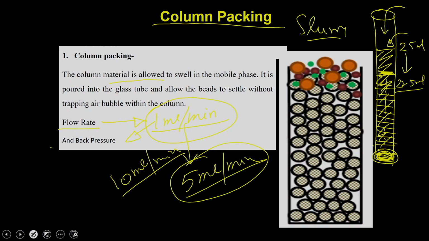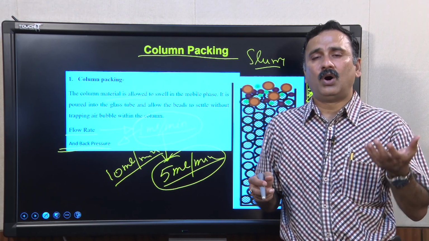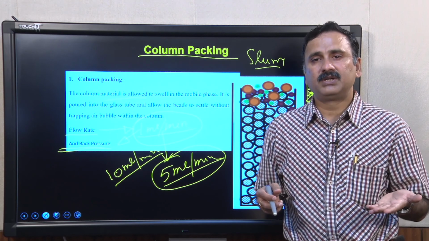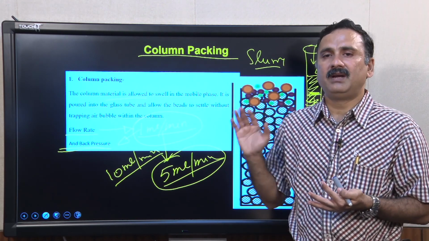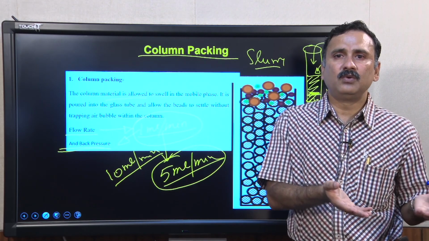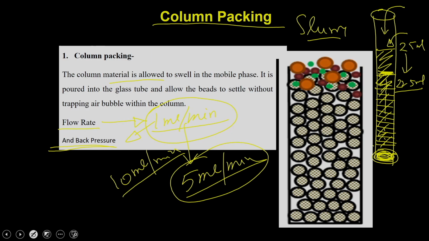Apart from that, you also have to consider what kind of back pressure you are interested in, because if you are running a low pressure or middle pressure column, or using low pressure or middle pressure chromatography systems, you cannot pack the column at a very high flow rate, otherwise that particular column will not be usable by your chromatography system. So, that is also another parameter you have to consider.